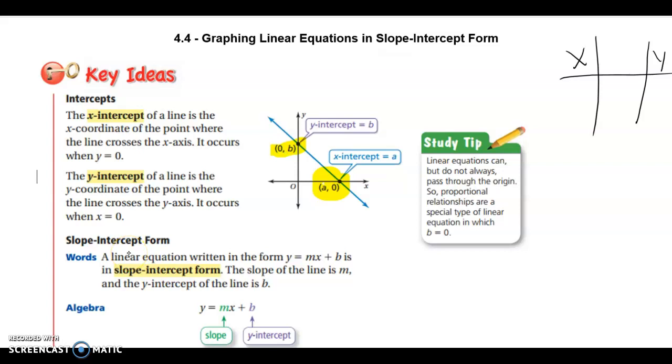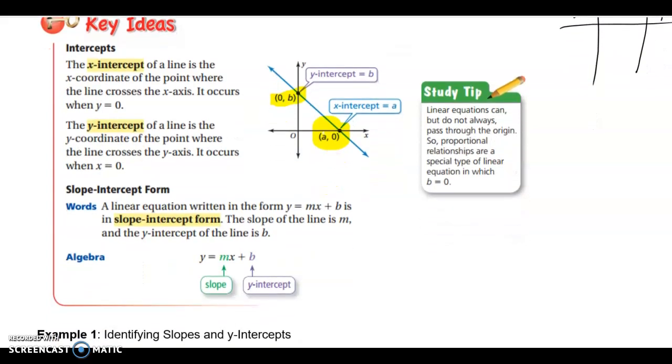So slope-intercept form is a linear equation written in this format. y equals mx plus b. The slope is the m. This part right here is super important. Okay, the slope is the m. You might put a big star on both sides of this. Okay, an arrow, the slope, the y-intercept.